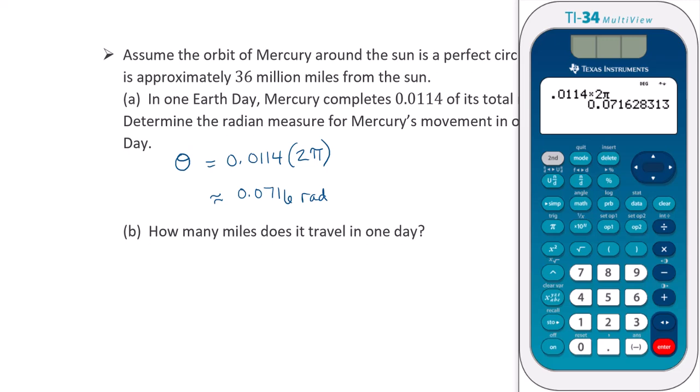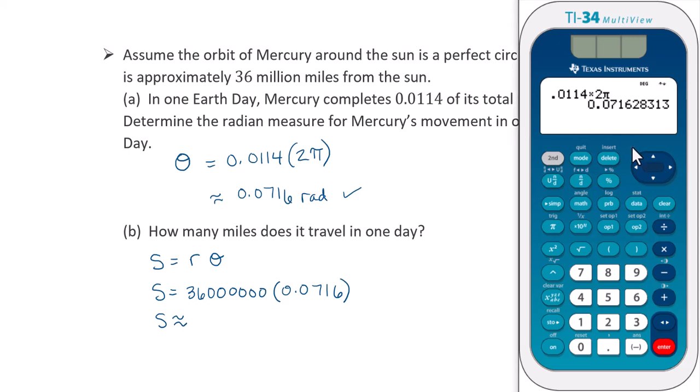Now, how many miles does it travel in 1 day? This is the radian measure in 1 day, so how many miles will that be? S, the arc length, is equal to the radius times theta in radians. So I know that my radius is going to be 36 million, and my theta, I just figured, is 0.0716 radians.